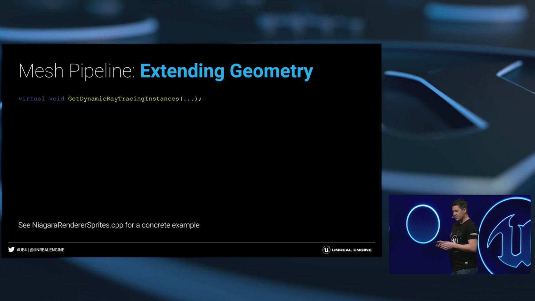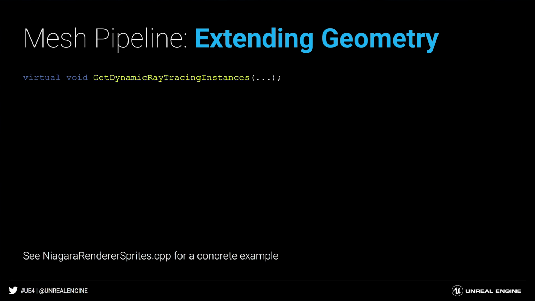In terms of extending geometry, if you have your own geometric data that you want to embed into ray tracing, we have a function for you. It's called Get Dynamic Ray Tracing Instances. It has a few things that are on its onus to implement.